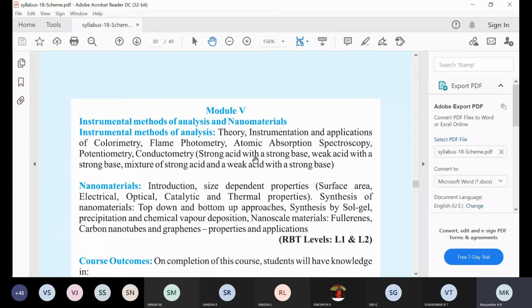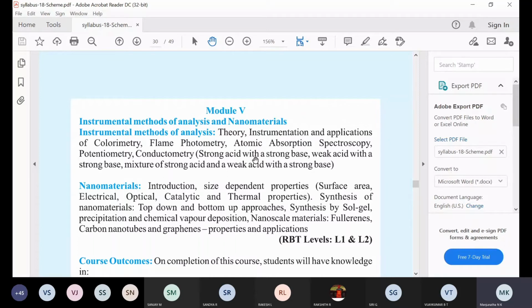One is colorimetry, another is flame photometry, another is atomic absorption spectroscopy, and another is potentiometry and conductometry. These 5 instrumental methods of analysis we are going to study, in which we will study the theory involved, the instrumentation, and one application for these instrumental methods of analysis.